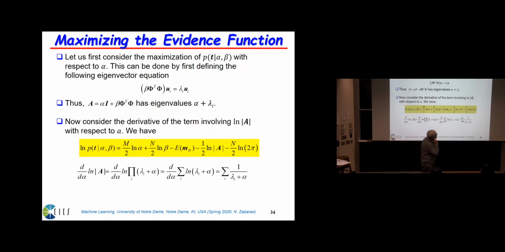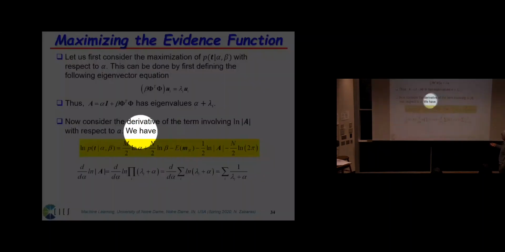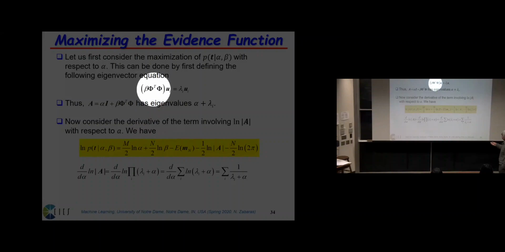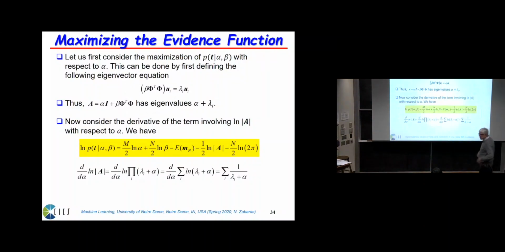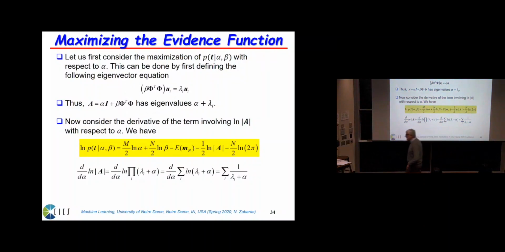Okay, so let me start doing some algebra. The algebra is not very complicated, but there is no way you can understand it in detail unless you go and read the notes. Let me tell you how the algebra goes. I am going to do an eigenvalue analysis of the matrix beta phi transpose phi, so I can simplify the algebra a little bit.